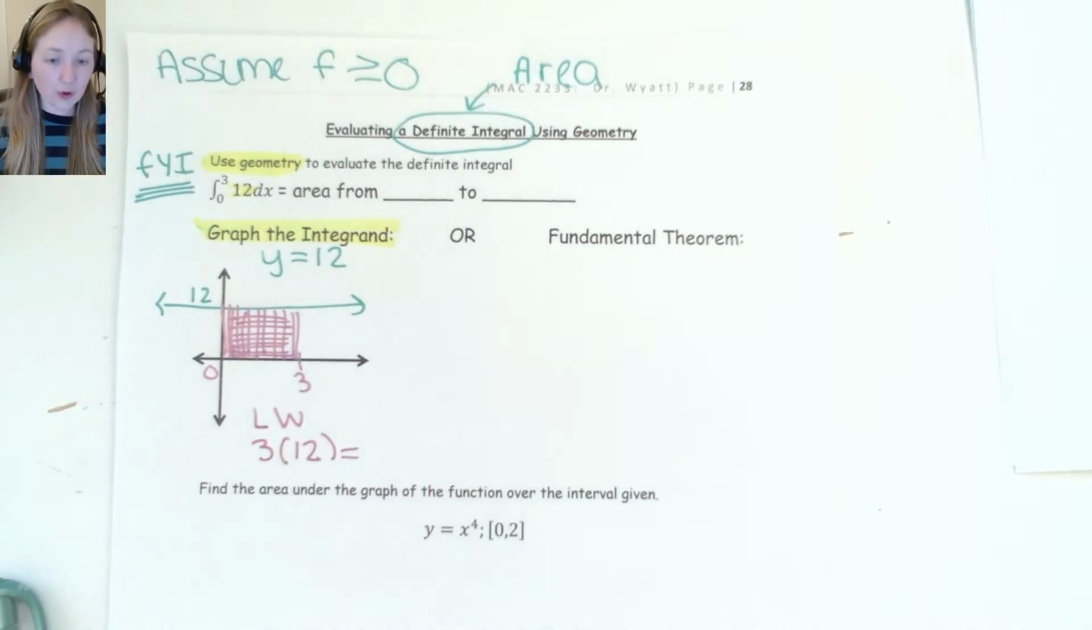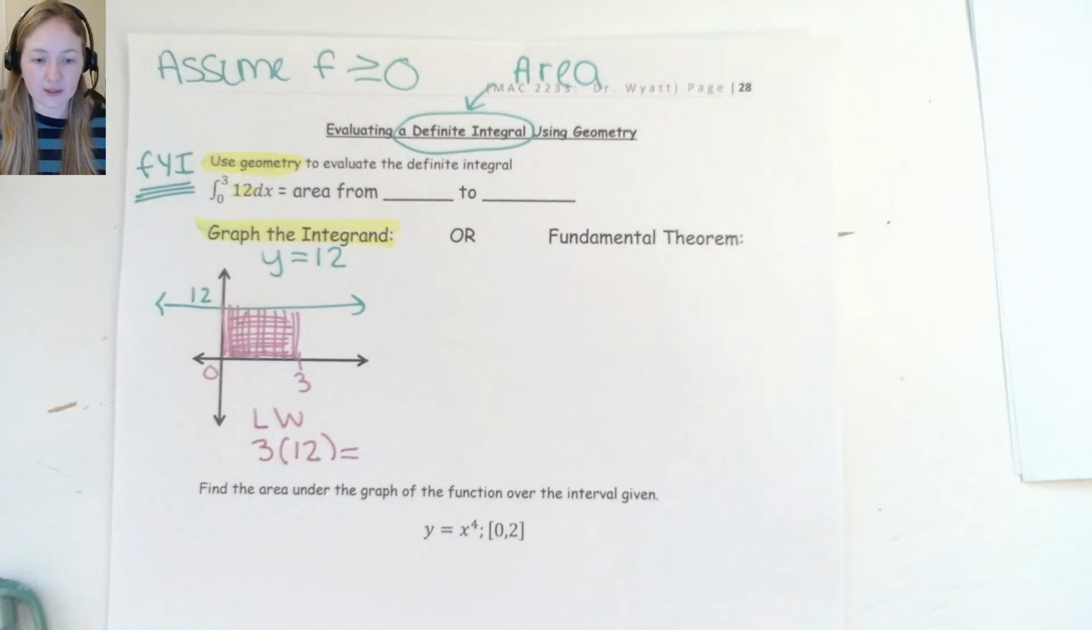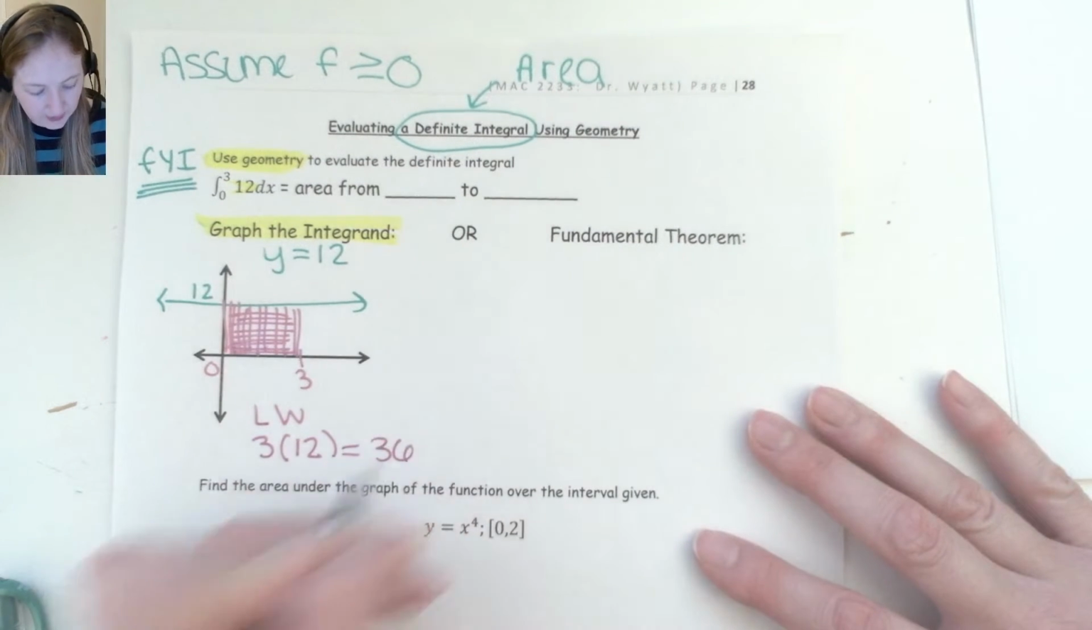And so one way you could find this definite integral is you could just say, okay, it's a rectangle with a length of 3, height or width of 12, and so that gives us 36.